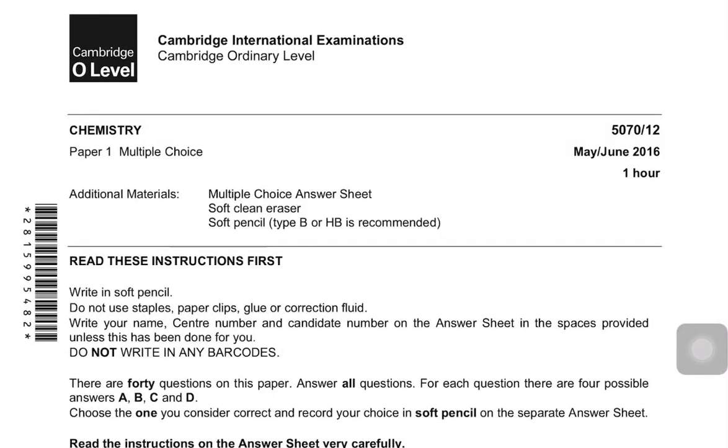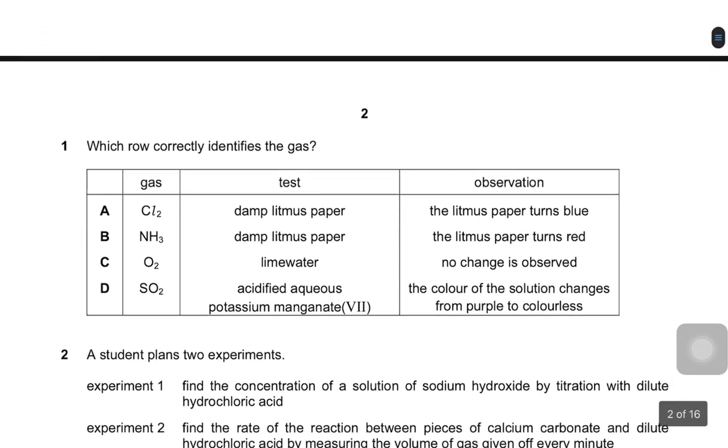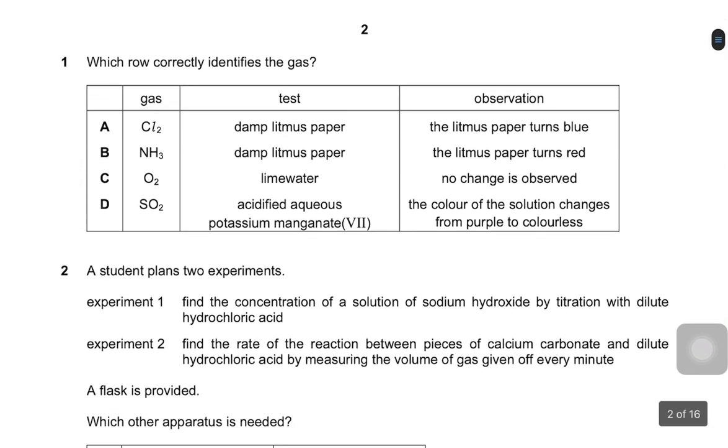So in this video, we are going to be solving some past paper questions which are actually yearly examination, and let's see how it works for us. This paper is 2016, May, June, and variant 2. So let's begin. Question 1 says, which row correctly identifies the gas?